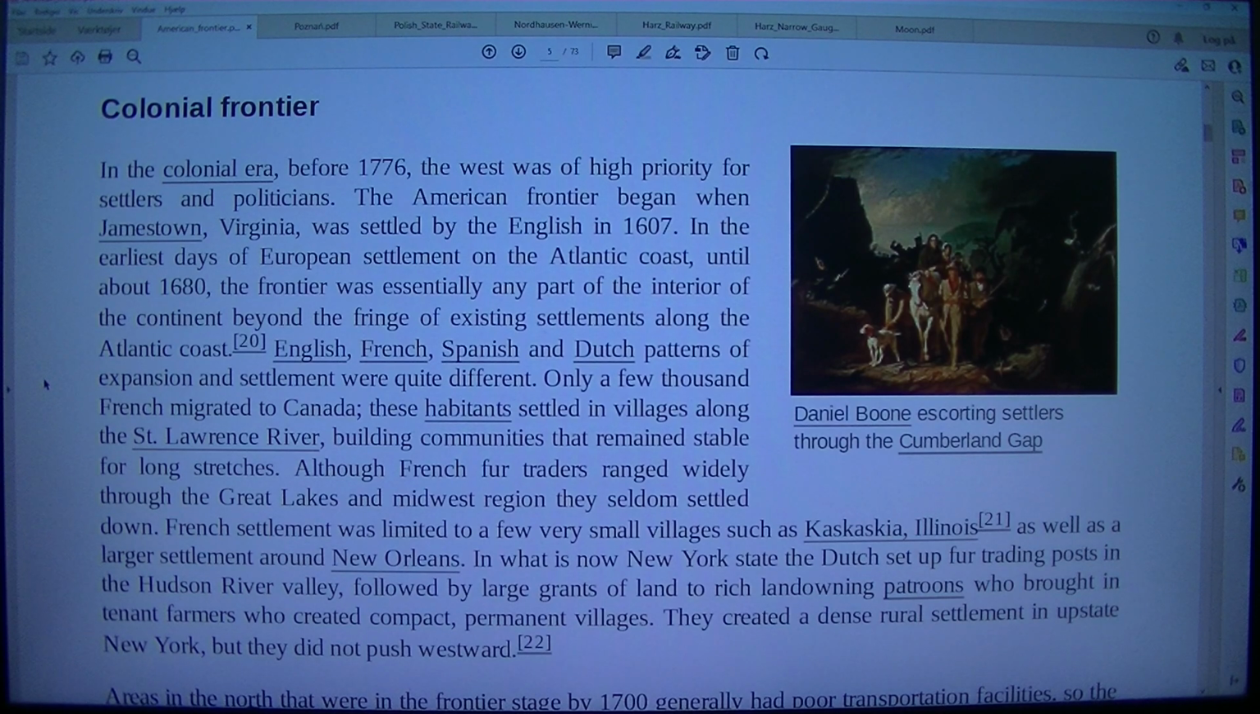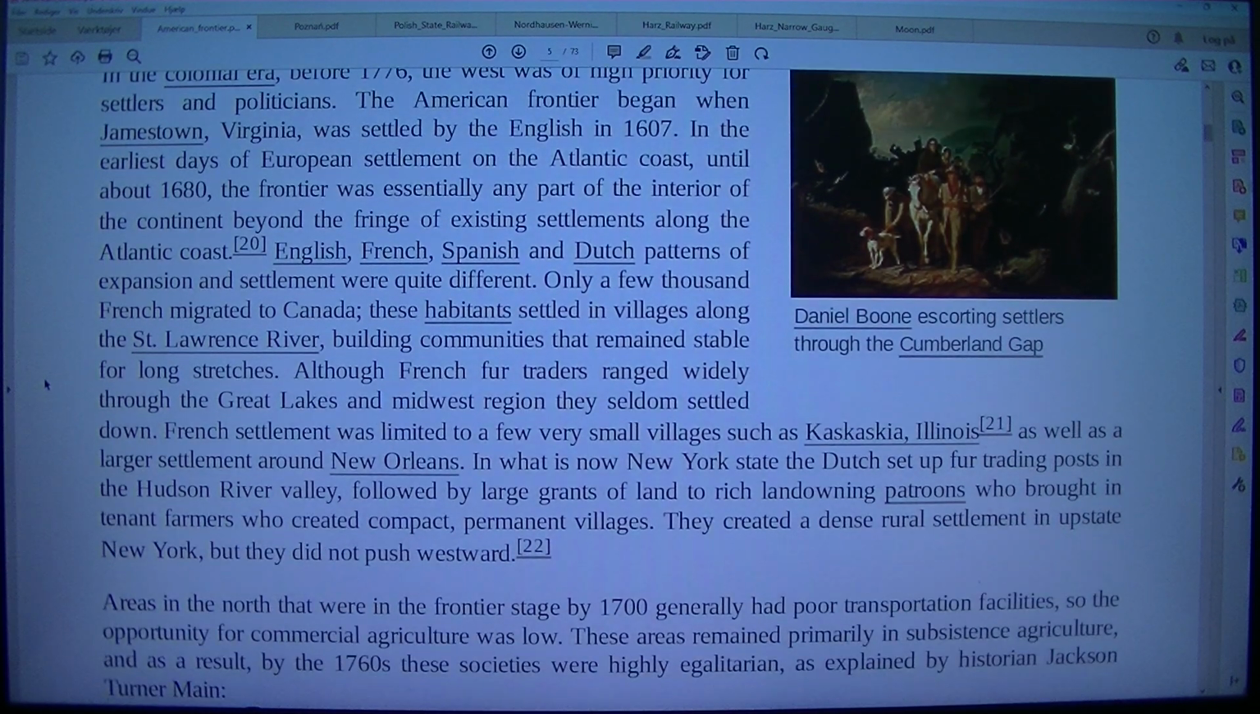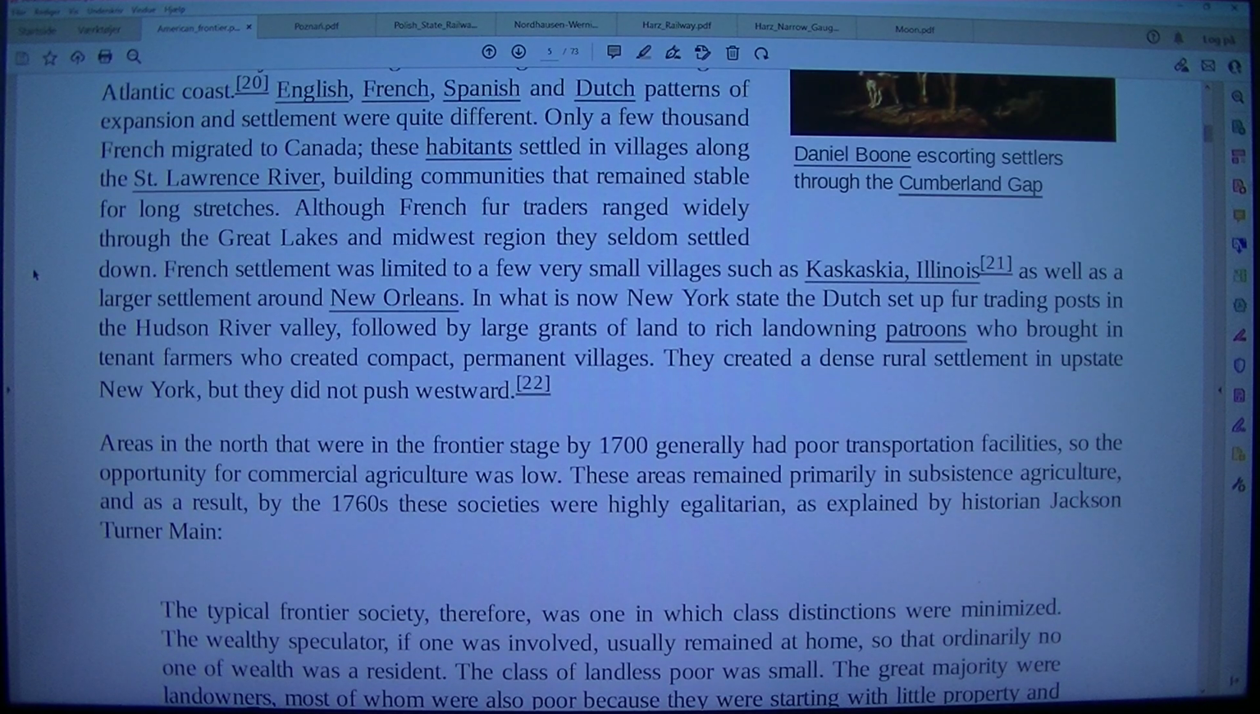Although French fur traders ranged widely through the Great Lakes and Midwest region, they seldom settled there. French settlement was limited to a few very small villages such as Kaskaskia, Illinois, as well as a larger settlement around New Orleans. In what is now New York State, the Dutch set up fur trading posts in the Hudson River Valley, followed by large grants of land to rich landowning patroons who brought in tenant farmers who created compact, permanent villages. They created a dense rural settlement in upstate New York, but they did not push westward.